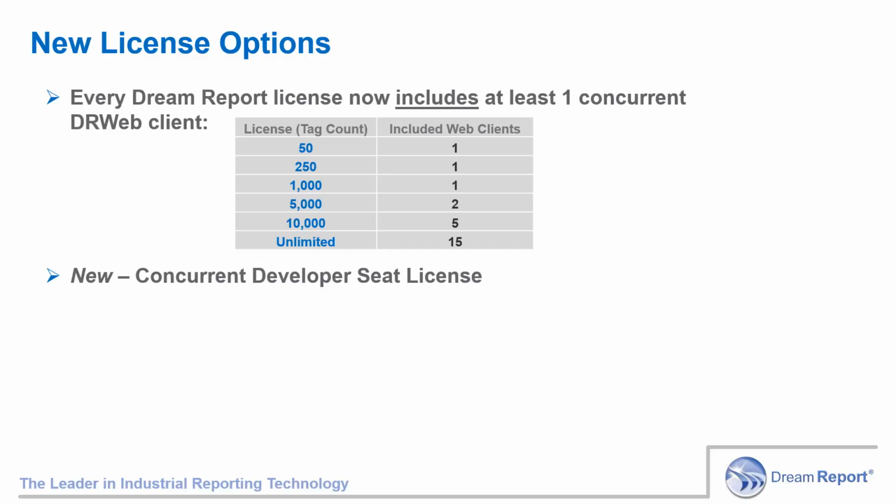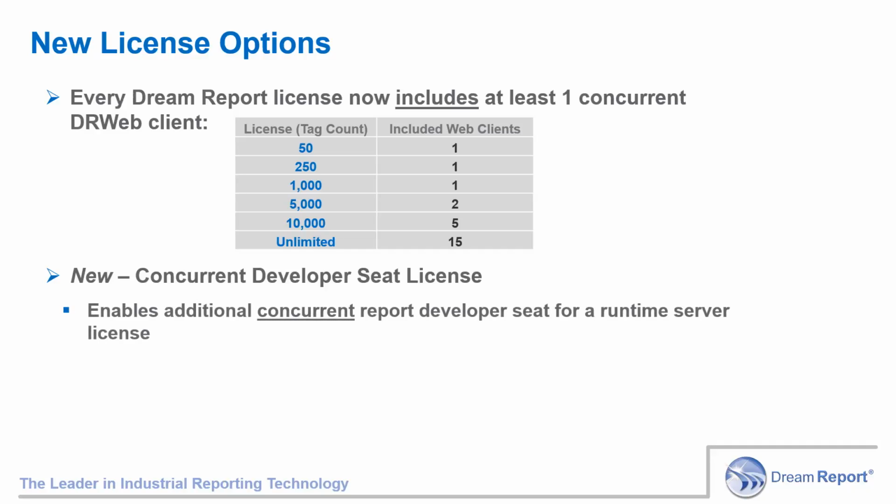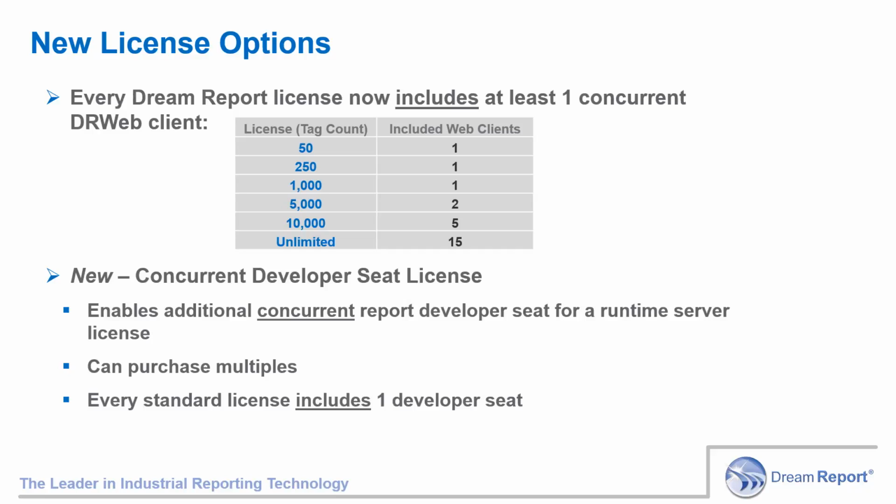As always, your Dream Report license includes full development capabilities. The difference now in 4.8 is that it's a development seat that can be used locally on the main Dream Report node, or from a remote development station by a single user at a time. And it can be accessed from different development stations as well. If you want additional concurrent development capabilities, you can buy additional concurrent development licenses, which add to the one already included.